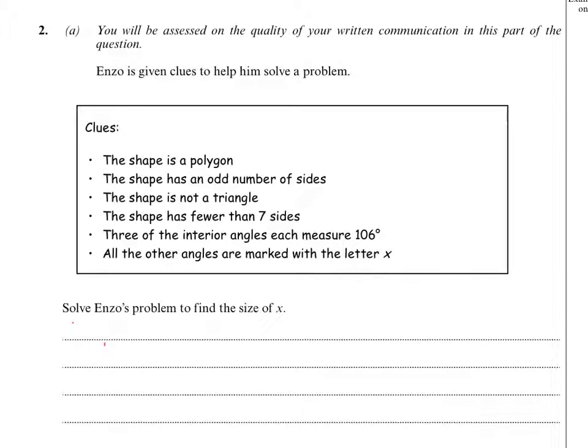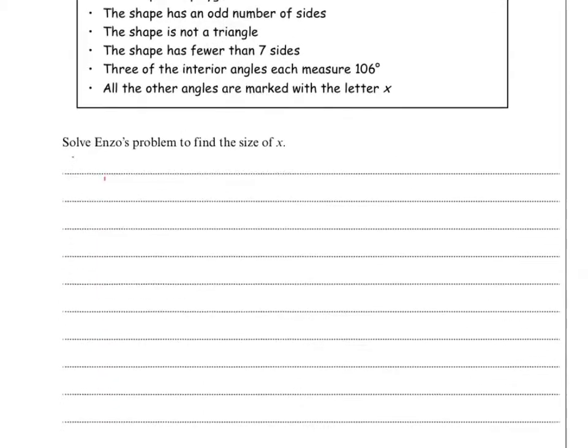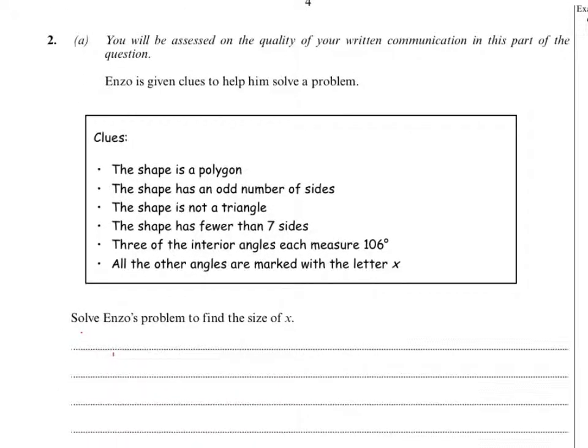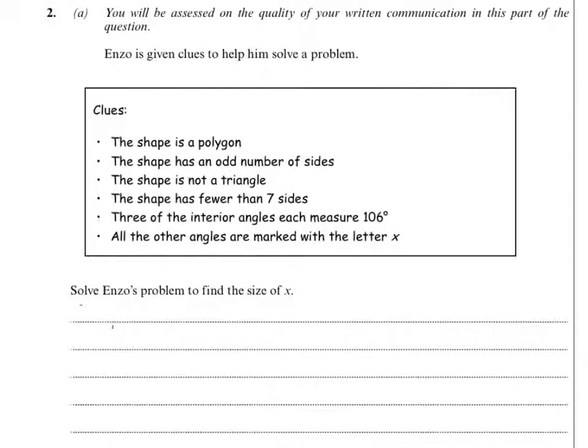This question is a QWC question, a quality in written communication. As you can see, it's worth 8 marks, where 2 of the marks are given to the quality of your written communication. Now this question is quite straightforward. What we're going to use is our acronym HIRED, which stands for highlighting the information, illustrating it, recognizing what maths we're using, explaining it, and deciding on our final answer.